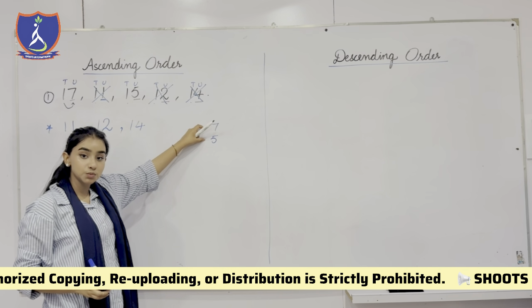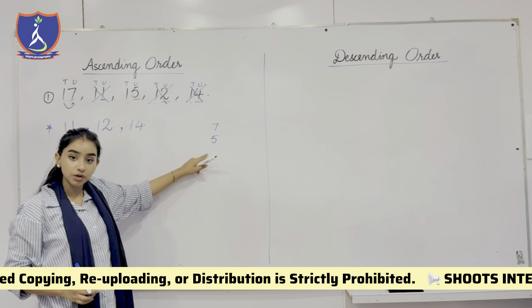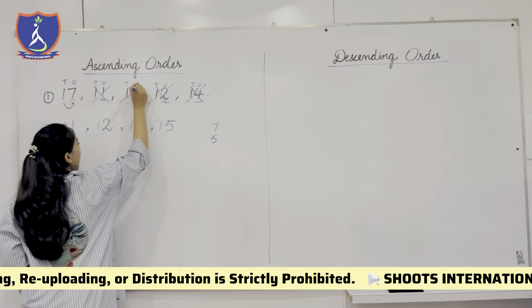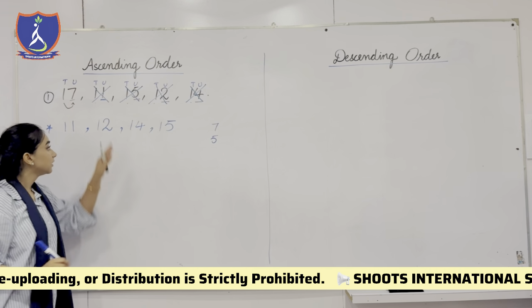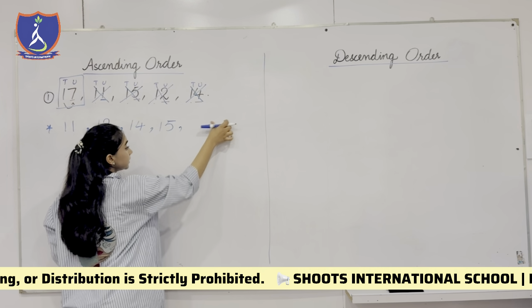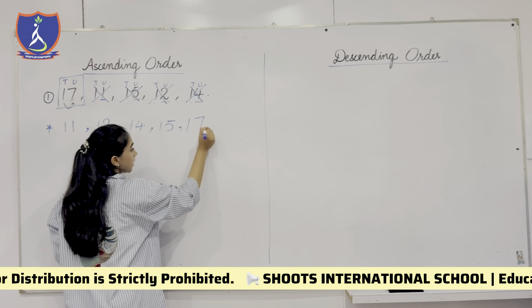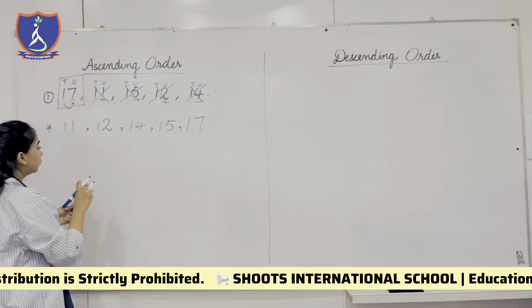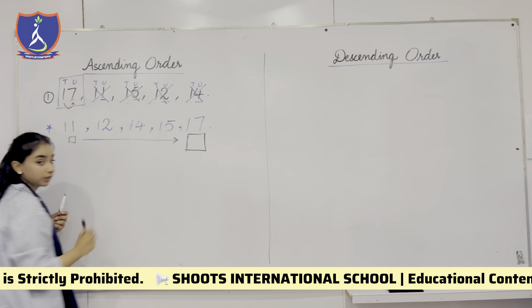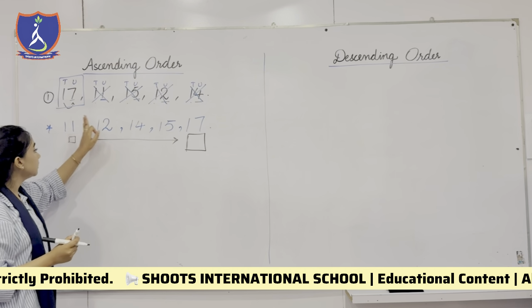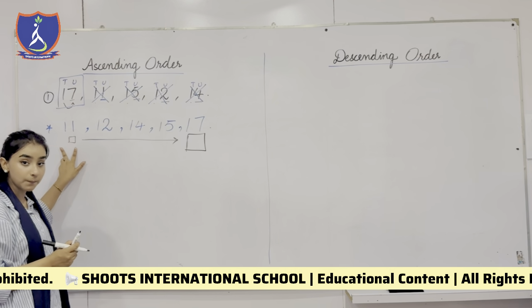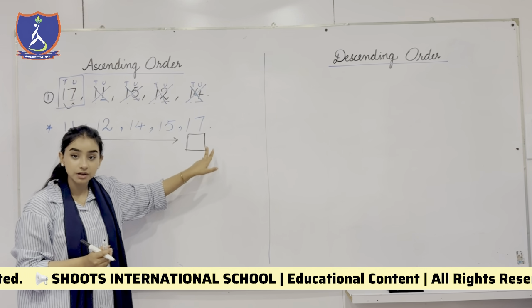So which one of these is smaller? Is 7 smaller or is 5 smaller? 5 is smaller. So we are going to write 15 and it would be out of the game, right? So the last number that is left with us is number 17. That means 17 is the greatest number. Now look, we have moved from the smaller value to the bigger value, right? First we have written 11, then 12, then 14, then 15, then 17. We have moved from the smaller number to the greater number, to the bigger number, right?